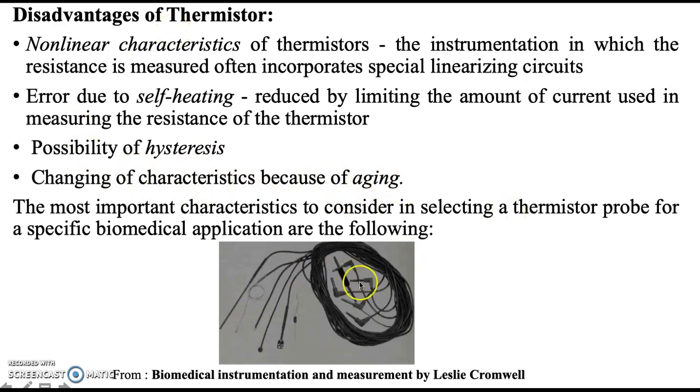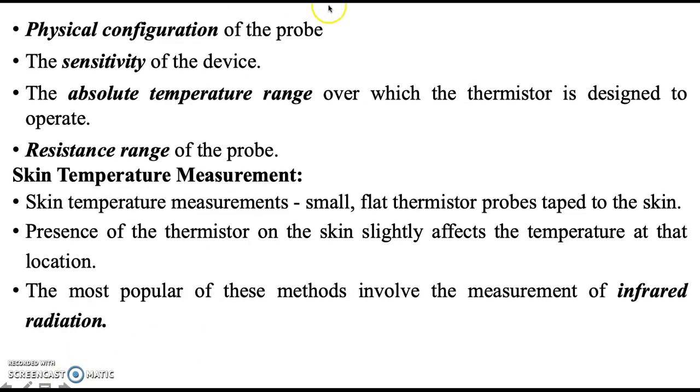And next we will see about the thermistor probes and the important characteristics of the thermistor probes. So this is how a thermistor probe looks. So let's see what the probe actually is. This probe is nothing but the interface to the site from where the temperature is to be measured. So it is used for interfacing. Let's see the important characteristics of the probe. The first one is the physical configuration of the probe. This includes size, shape, and flexibility of the probe. Depending upon the application, we have to choose these things.